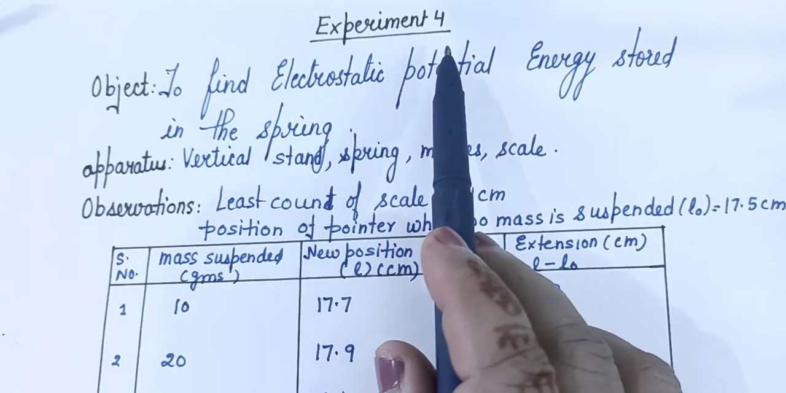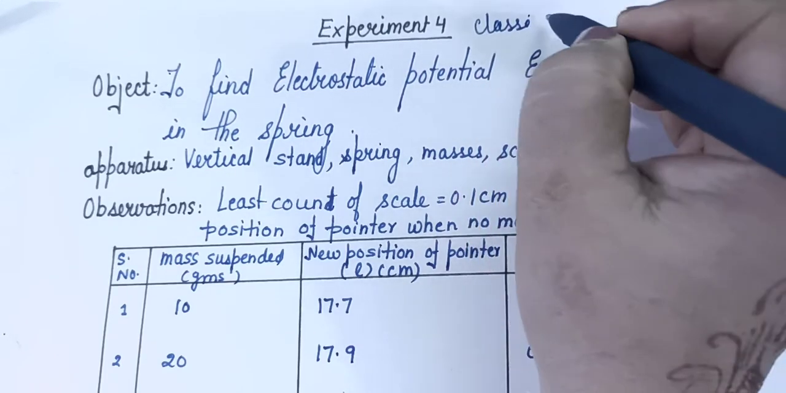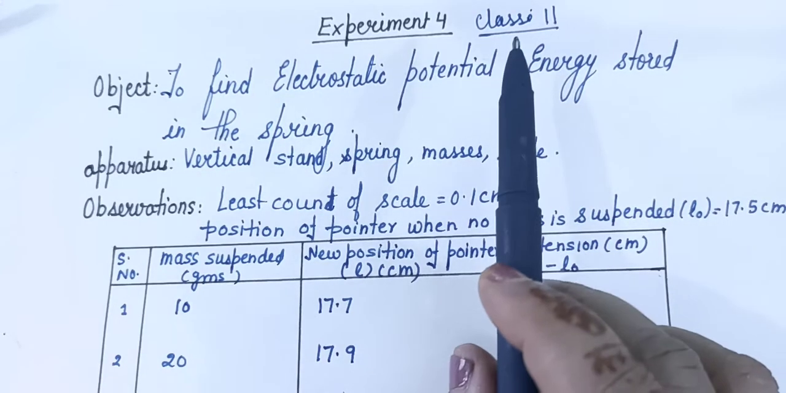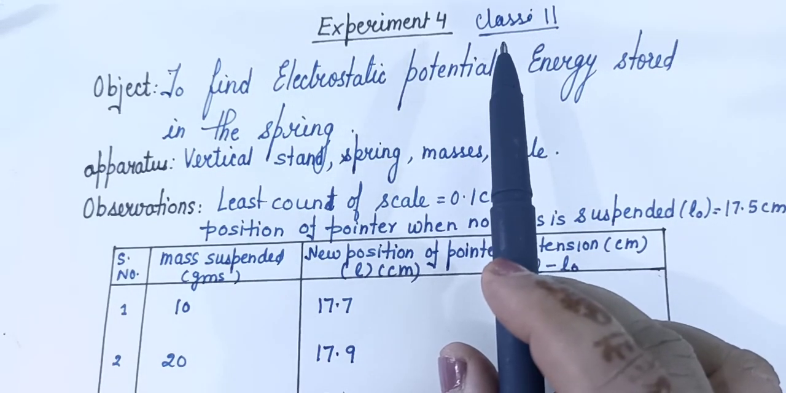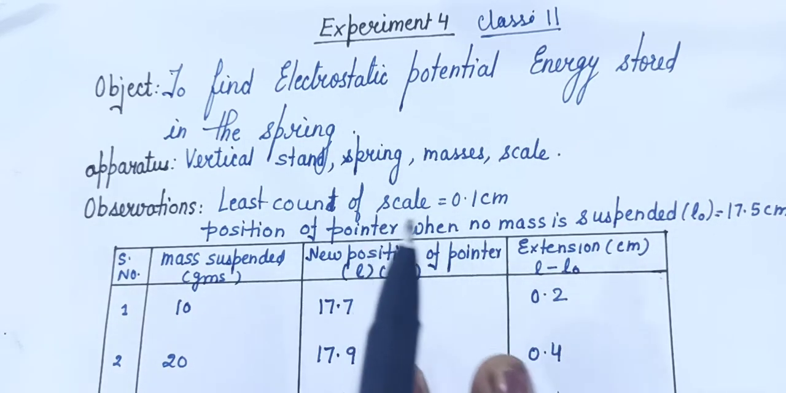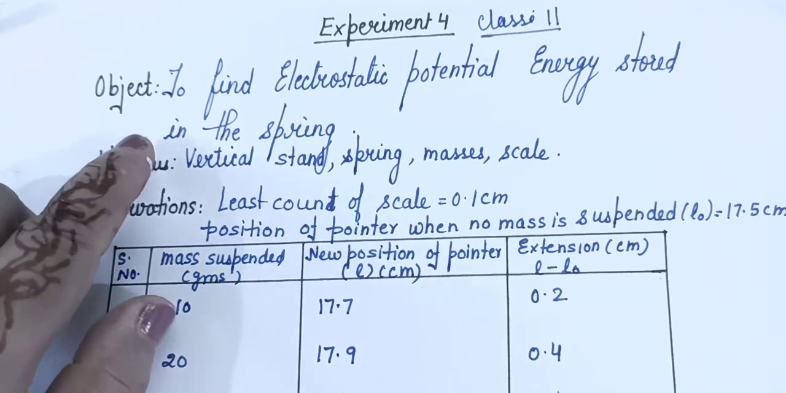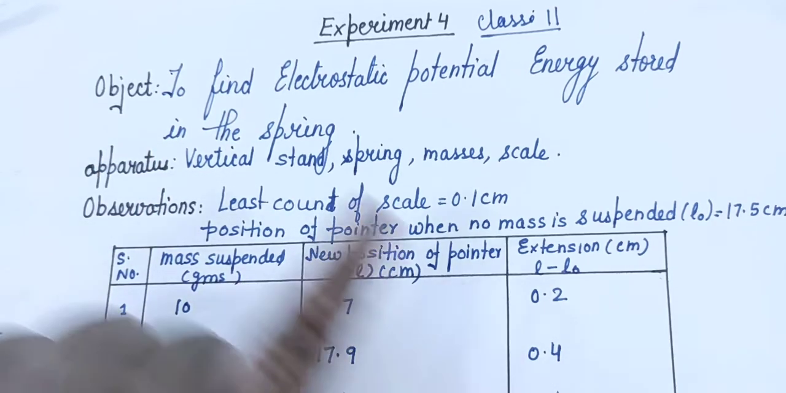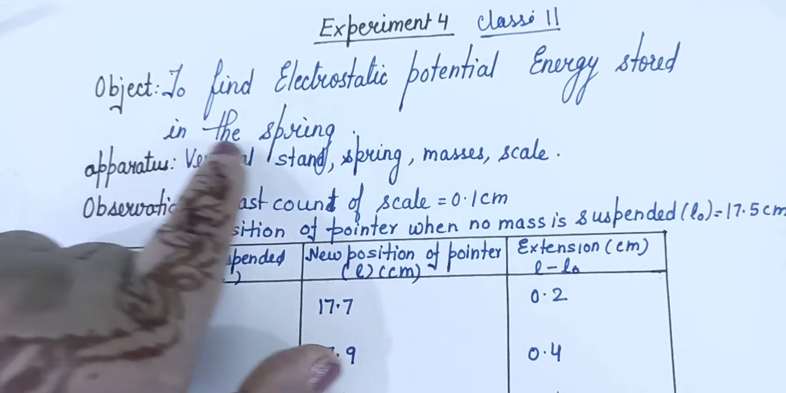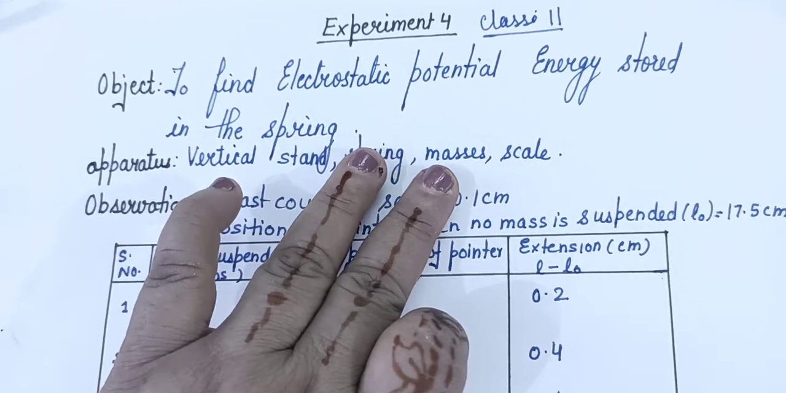This is experiment number 4 for class 11th, and we have already performed an experiment in which we found the extension of a spring when different masses were suspended with the spring, and we calculated the force constant of the spring using the graph of extension versus mass, and these were the readings. But today we will use these readings to calculate the elastic potential energy stored in the spring. The apparatus: vertical stand, spring, different masses, scale.